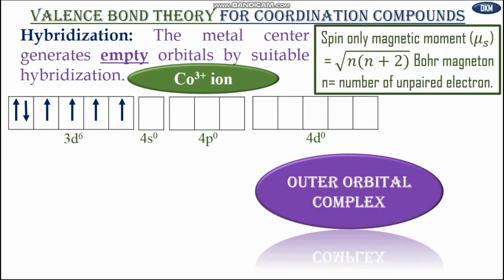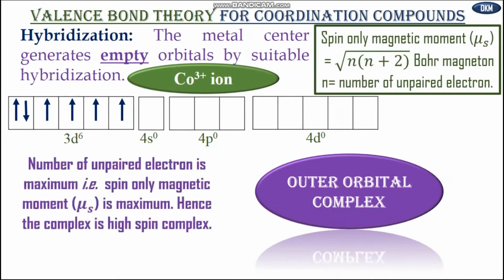Here the electrons present in the inner d subshells are unaffected by the hybridization because they do not take part in the hybridization. Hence, the number of unpaired electrons present in the metal ion remain unaltered after the complex formation. That is, the number of unpaired electrons present in the complex is maximum in the case of outer orbital complex formation. Hence, the outer orbital complex is called high spin complex.